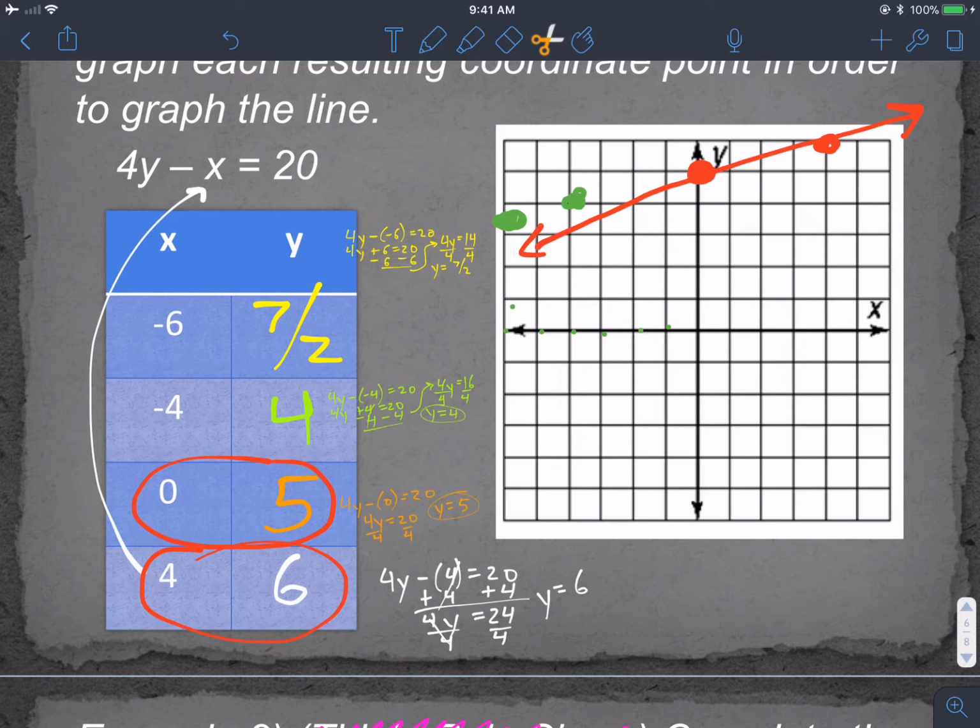So I'm a pretty bad artist. See how they're all on the same line? That's how you know you're doing a good job.